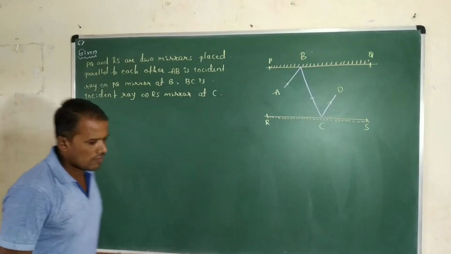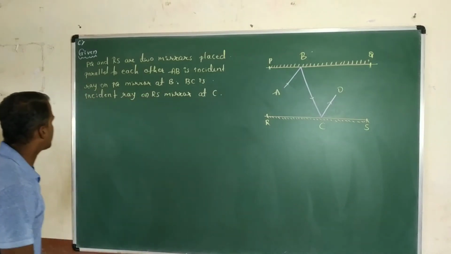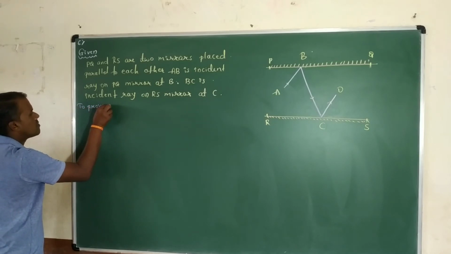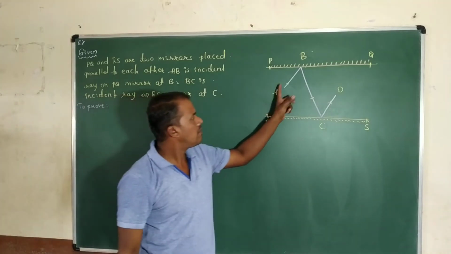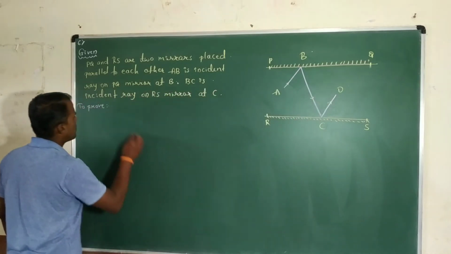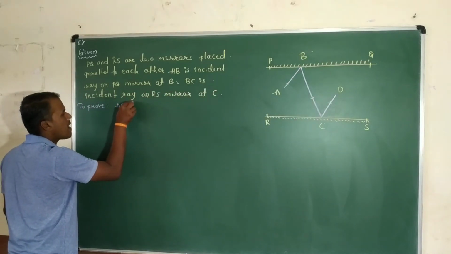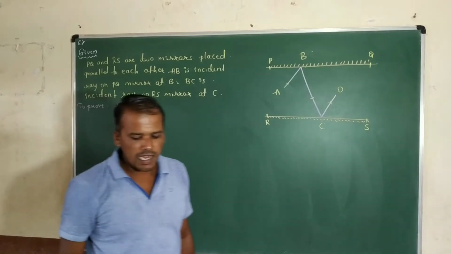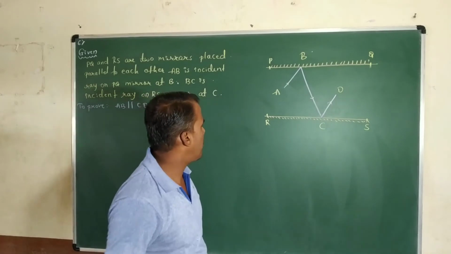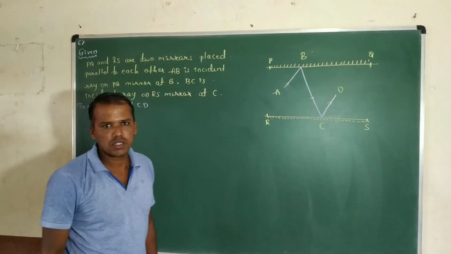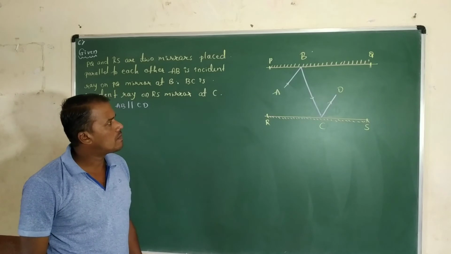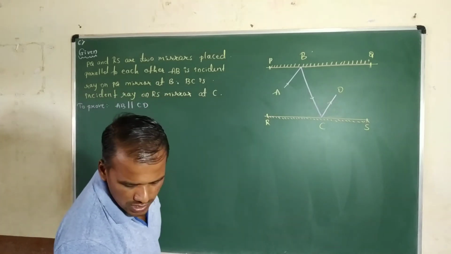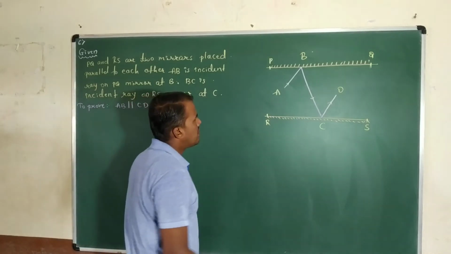Now we have to write here: to prove AB parallel to CD. Directly, the proof is not possible, so we have to do some construction. Then what is that construction? Observe here.